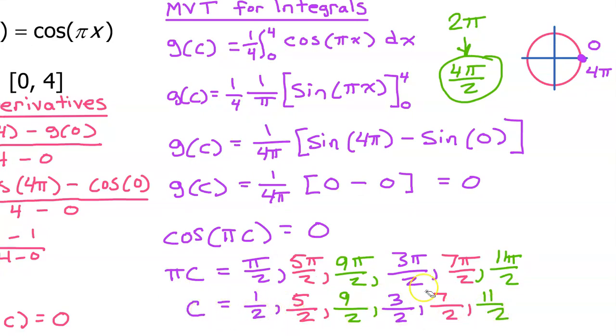Now, are any of these outside of the interval from 0 to 4? Well, 9 over 2 is 4.5, and 11 over 2 is 5.5. Well, we were guaranteed the existence of one value of c, and we found 4 of them.